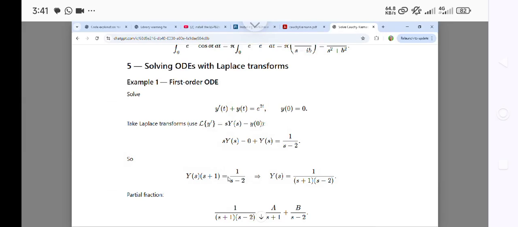Now, we want to look at solving ODEs with Laplace transform. That's ordinary differential equations with Laplace transform. We're looking at first order, second order, and then non-homogeneous. So the first equation here says y prime of t plus y of t equals exponential 2t, with the condition that y of 0 is equal to 0.